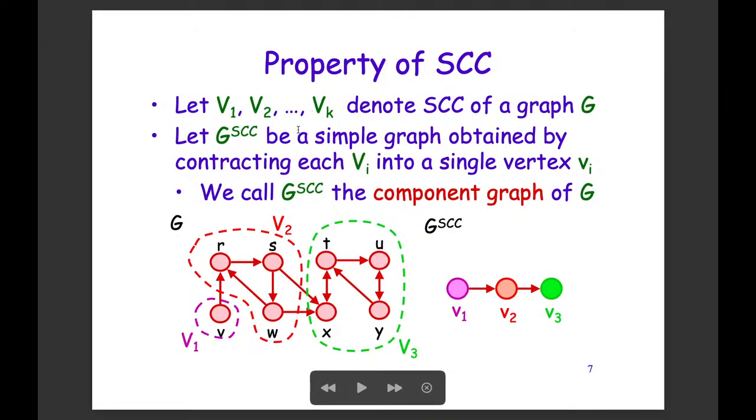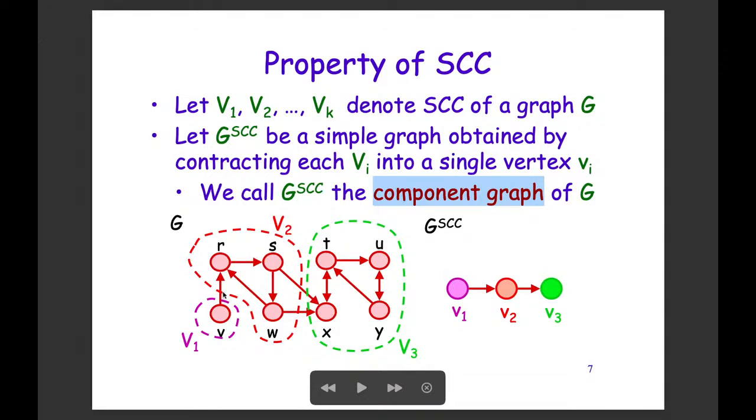And now let's take a look. We are going to talk about the component graph of G. So what is a component graph of G? First of all, we find out what the strongly connected components are in this graph. This is the original graph G. Next, we use a single vertex to represent the whole component. Here, this is a red component, and it has three vertices. We will use a single vertex, let's call it V2, to represent it. For this green one, we use a green vertex to represent it. This is a purple one, and we use a purple vertex to represent it.